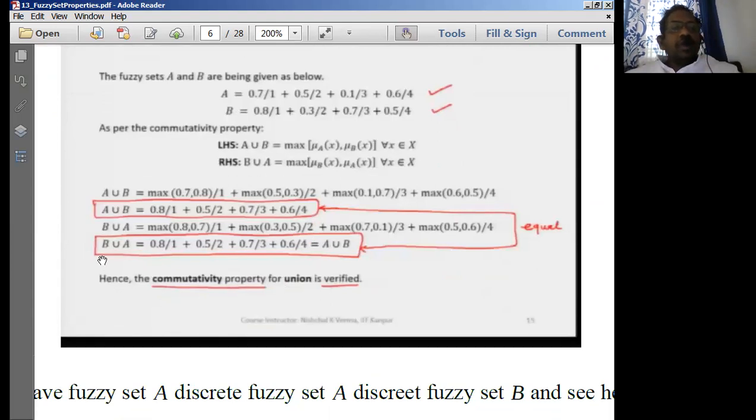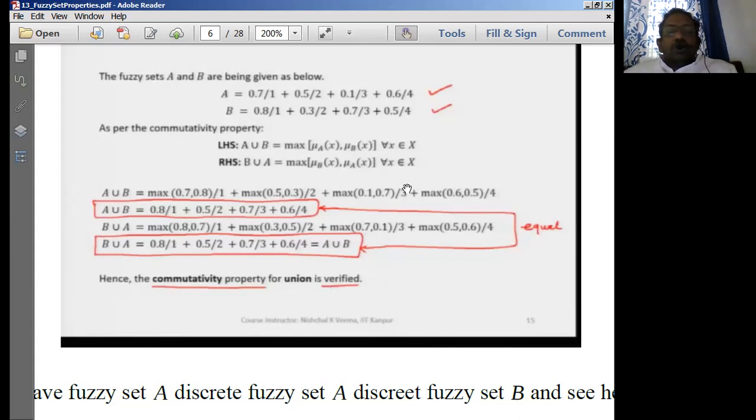So first of all, A union B. What is the criteria? Whichever is maximum, that part you have to take among these two. So among A and B here, maximum is 0.8, here 0.5, 0.7, 0.6. So therefore 0.8, 0.5, 0.7, 0.6 is the relationship we have. Then similarly, B union A, whichever is maximum, that will be coming.